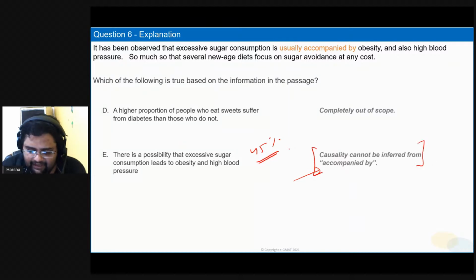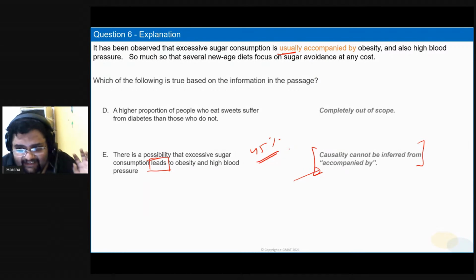I'm not denying that usually can also mean possibility. If it usually happens, then definitely there is a possibility that it happens. That's not the problem. The problem is, yet again, you guys didn't notice that causality piece. How can you assume that it leads to obesity and high blood pressure? Do you guys see this? 45% of you chose this.